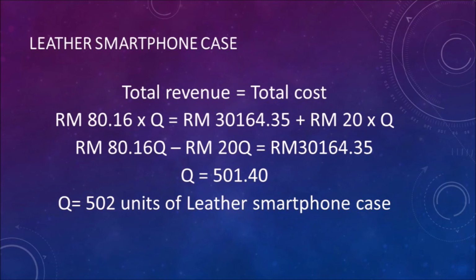Leather smartphone case. Total revenue equals total cost. RM80.16 times quantity equals RM30,164.35 plus RM20 times quantity. RM80.16 quantity minus RM20 quantity equals RM30,164.35. So the quantity we get is 501.40. So the break-even for the leather smartphone case is 502 units.